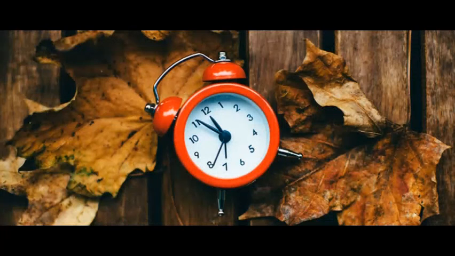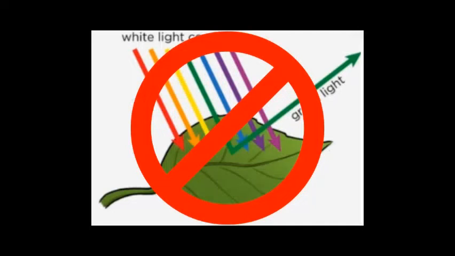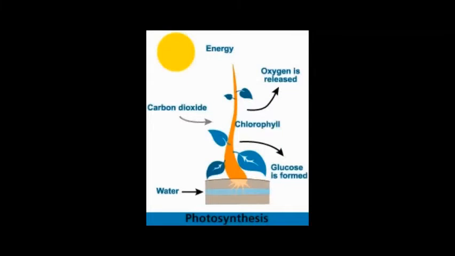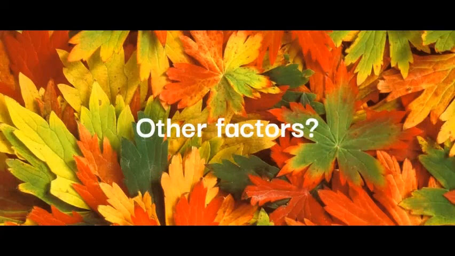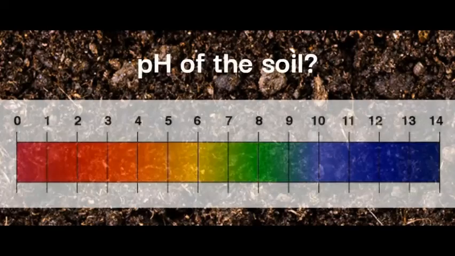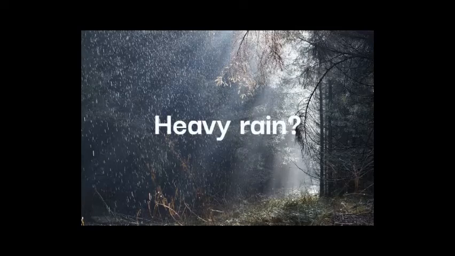When days get shorter in autumn and winter, chlorophyll production is stopped by a chemical found in plant cells. Photosynthesis still takes place, but chlorophyll is no longer needed in such amounts. This is mainly as a result of sunlight and how days get shorter and cooler. But there may be other factors affecting color change too. For example, what about the pH of the soil? Or the weather? Heavy rain can have an effect too.